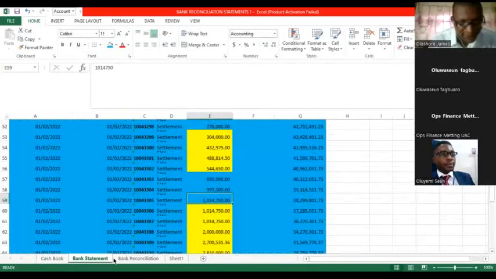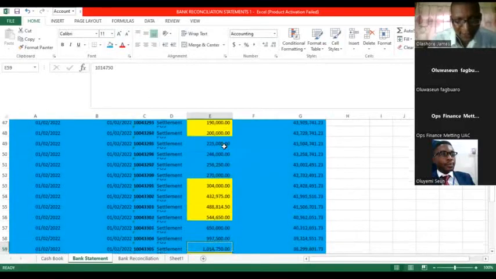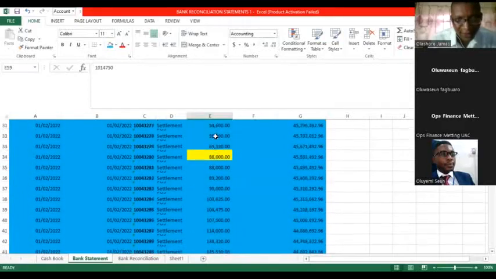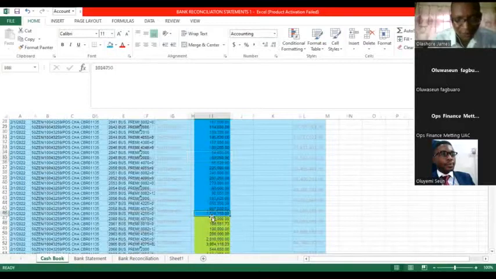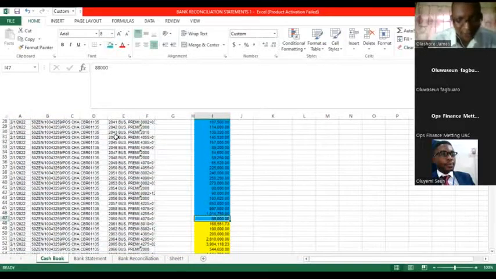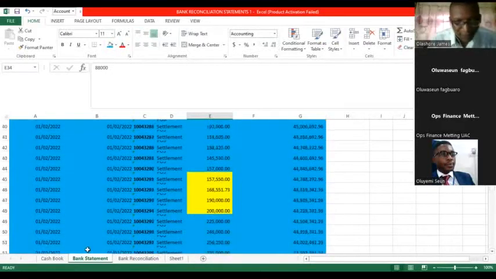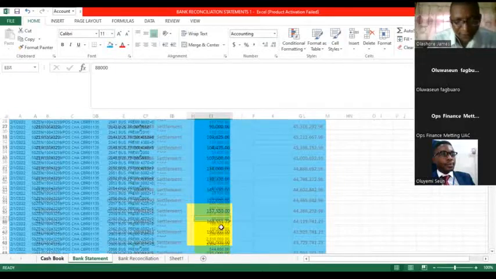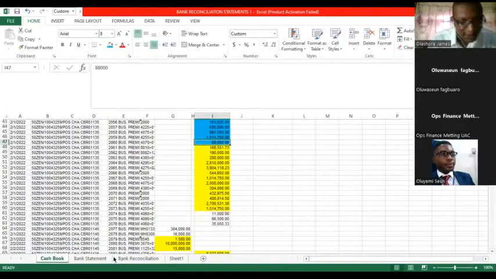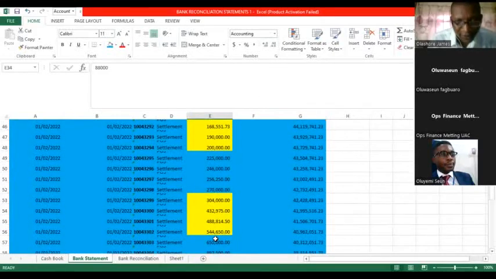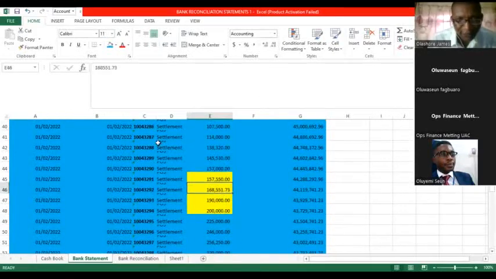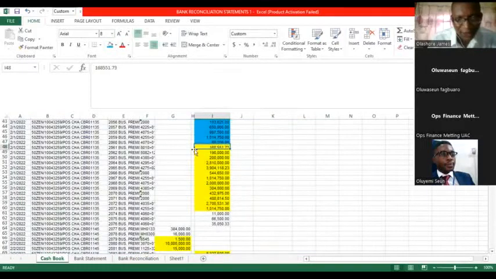Then 88. Do I have 88? Yes, I have one still remaining here. So 88,000, I tick. Come to cash book. I also tick it from here. Then what's the next figure I want to tick? That's 16855. Yes, this. So I come to cash book. I also tick.